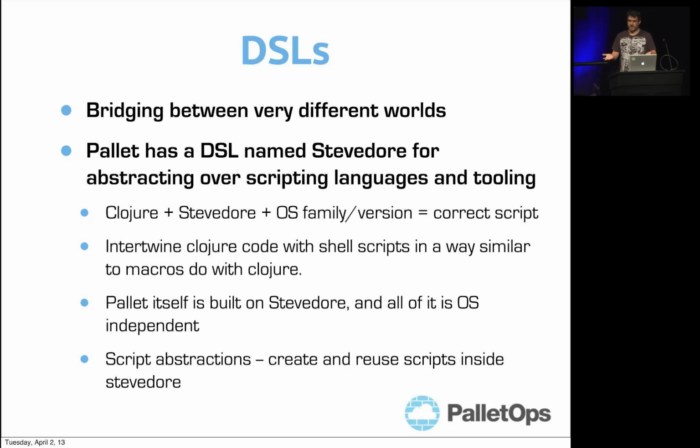So Pallet itself is built on Stevedore. And every time Pallet talks to a machine, it does it via Stevedore. So all the actions that Pallet does on the servers are determined dynamically based on the characteristics of the target servers. And also in Stevedore, there's the concept of script abstraction. So you can create scripts that use other scripts and so on and so forth in a very Clojure-like way.